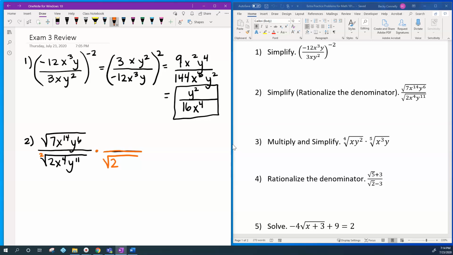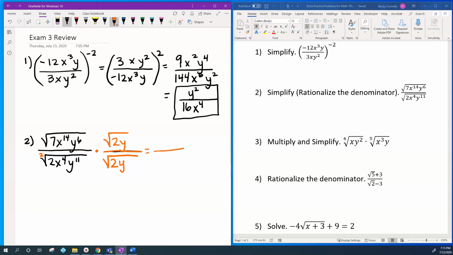So do we need to multiply by any x's? No, just a y. Yeah, since the x exponent is already an even number, we're good on that. But the y, we need to make that an even number so it divides in evenly, so we need to multiply by another y. That will give us y to the 12th power. Whatever we do to the bottom, we also need to do to the top. Then we're going to simplify there.